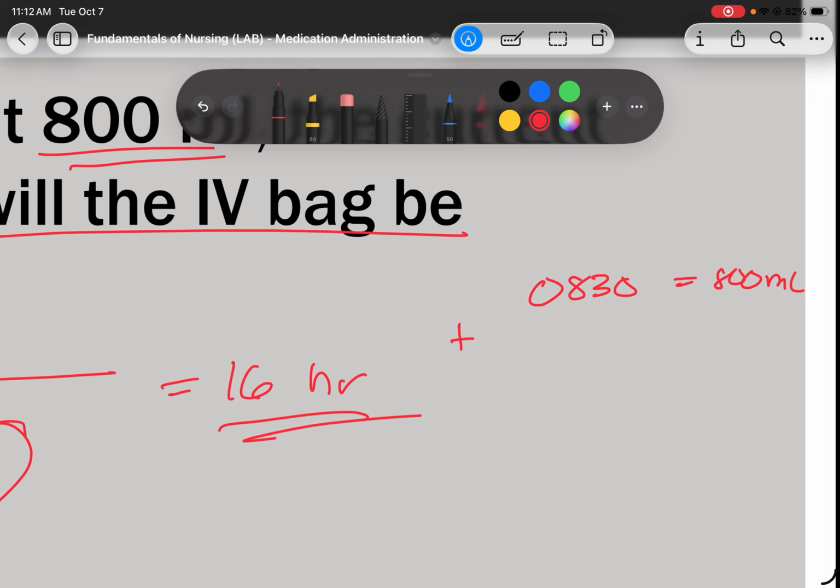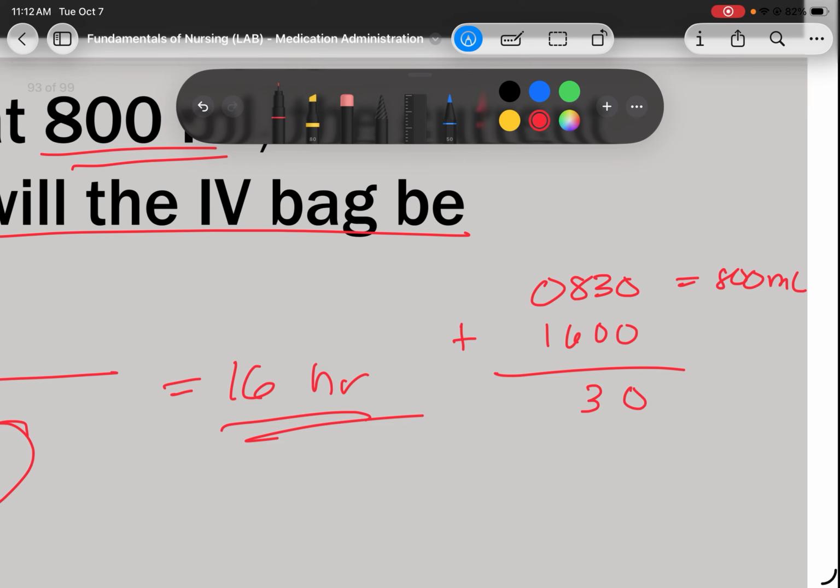8:30 in the evening is... so we add 1600 class. 0 3 8 plus 6, how much? 8 plus 6 is 14, right? But the thing is, you cannot add 14, because it's going to go back to 0. So this is not a good formula to use. What I would recommend for you class is this.